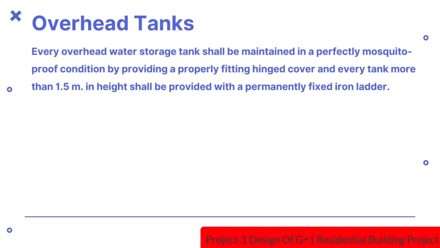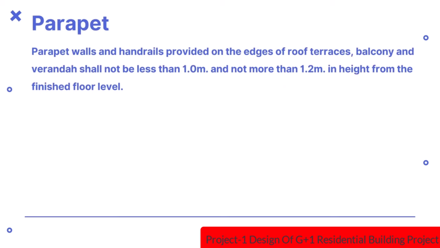Every overhead water storage tank shall be maintained in a perfectly mosquito-proof condition by providing a properly fitted hinged cover, and every tank more than 1.5 meter in height shall be provided with a permanently fixed iron ladder. Parapet walls and handrails provided on the edges of roof terraces, balcony and veranda shall not be less than 1 meter and not more than 1.2 meter in height from the finished floor level.